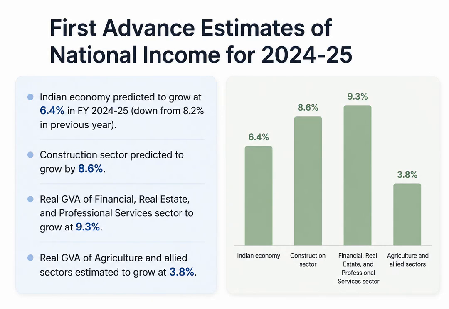Looking at the latest data, the first advance estimates for the fiscal year 2024-25 predict the Indian economy will grow at a solid 6.4%. While this is a moderation from the 8.2% seen in the previous year, specific sectors show robust momentum. The construction sector is slated to grow by 8.6%, and the financial, real estate, and professional services sectors are leading the pack with an estimated 9.3% growth. Meanwhile, agriculture and allied sectors are expected to grow at a steady 3.8%.